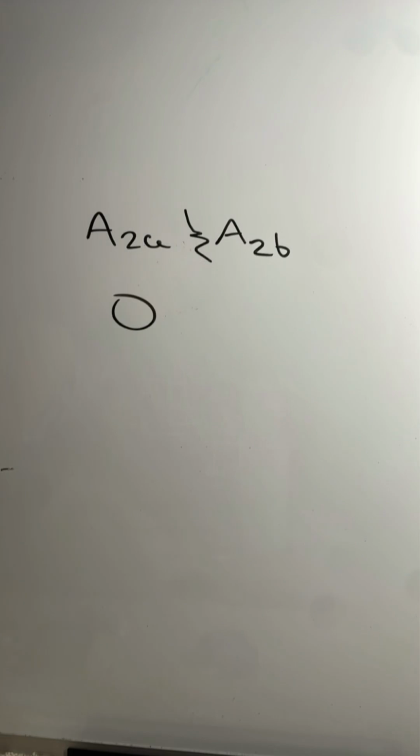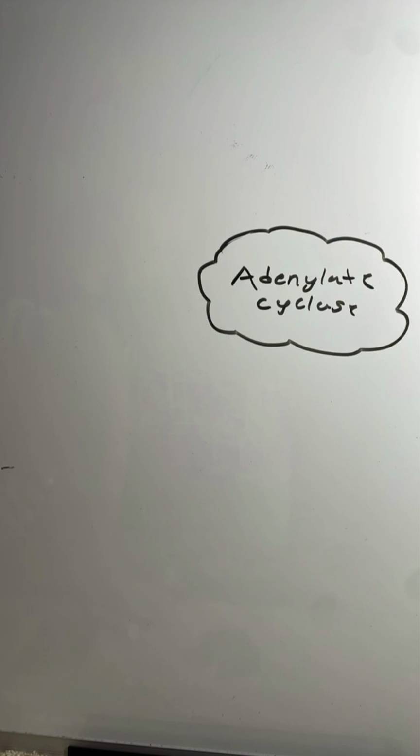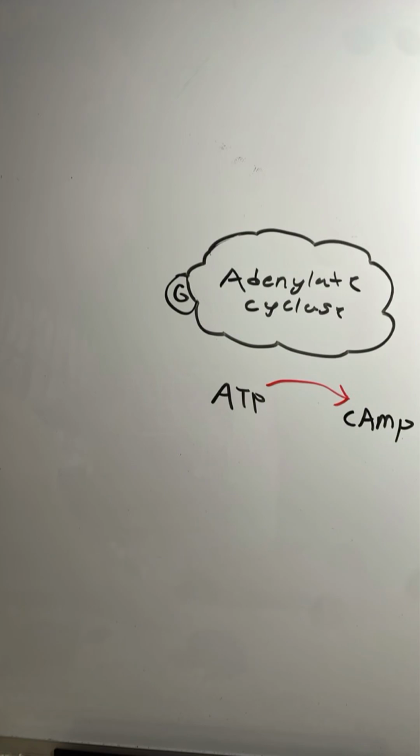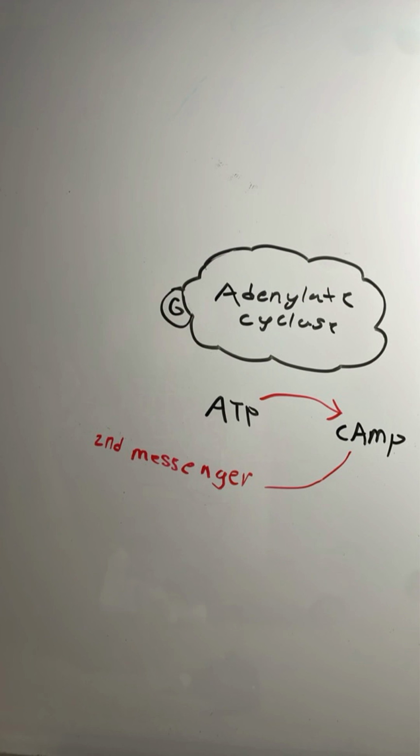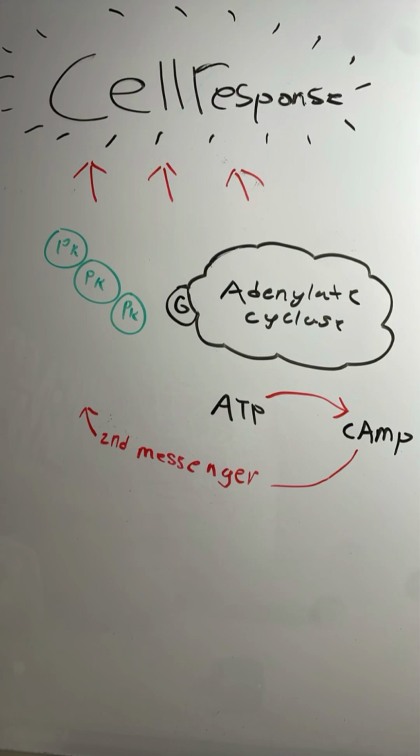After receiving the signal, A2A and A2B undergo conformational changes. Consequently, their G proteins are activated by an ATP and detached. The proteins are then bound to adenylate cyclase, an enzyme, which facilitates the synthesis of cyclic AMP, or cAMP, from the ATP within the G proteins. cAMP acts as a secondary messenger. It initiates a phosphorylation cascade of protein kinases, which results in a cellular response.